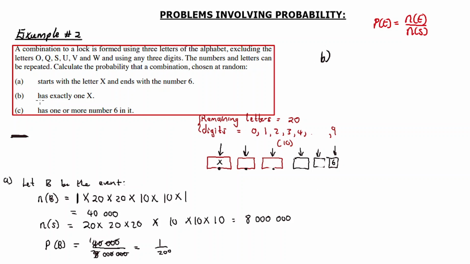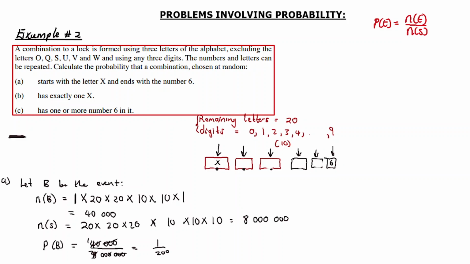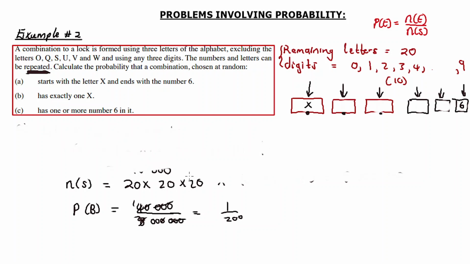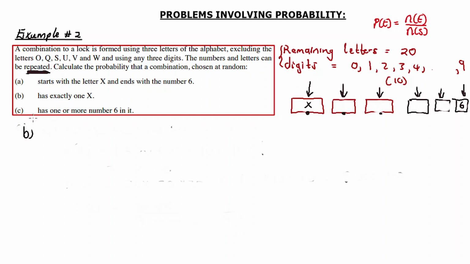Okay. B has only one X this time. We only have one X. I have to do it like this. Let us erase this and do it again. The space is too small for what I'm about to do. Alright, B has only one X. So let this event be A. I should have made A, then B, then C, but anyway, it doesn't matter. Let this event be A.